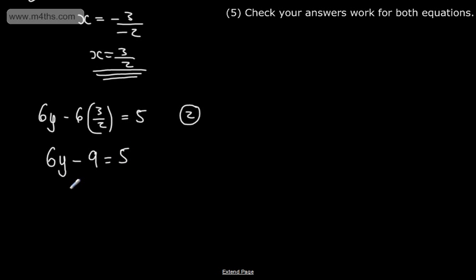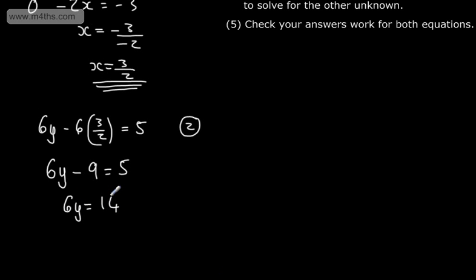And all we need to do now is add the 9 to both sides. So 6y is going to be equal to 14. And then we'll simply divide both sides now by 6. Y is going to be 14 over 6, which we could simplify to 7 over 3.